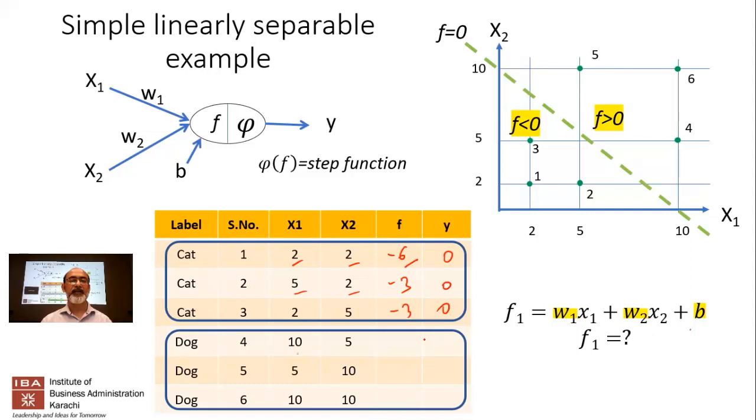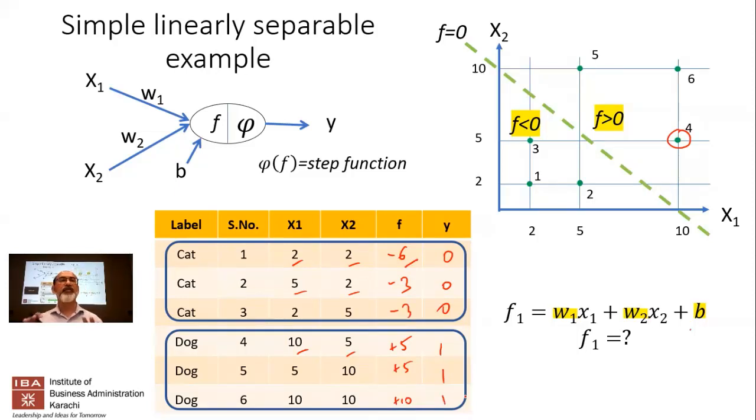This is going to be now 10 plus 5. So this is this point over here. It's going to be 15 minus 10, which is going to be plus 5. So this is going to be a 1 over here, right? This is going to be a 5 plus 10 plus 5, again a plus 1 over here. This is going to be a plus 10 over here, again a plus 1.